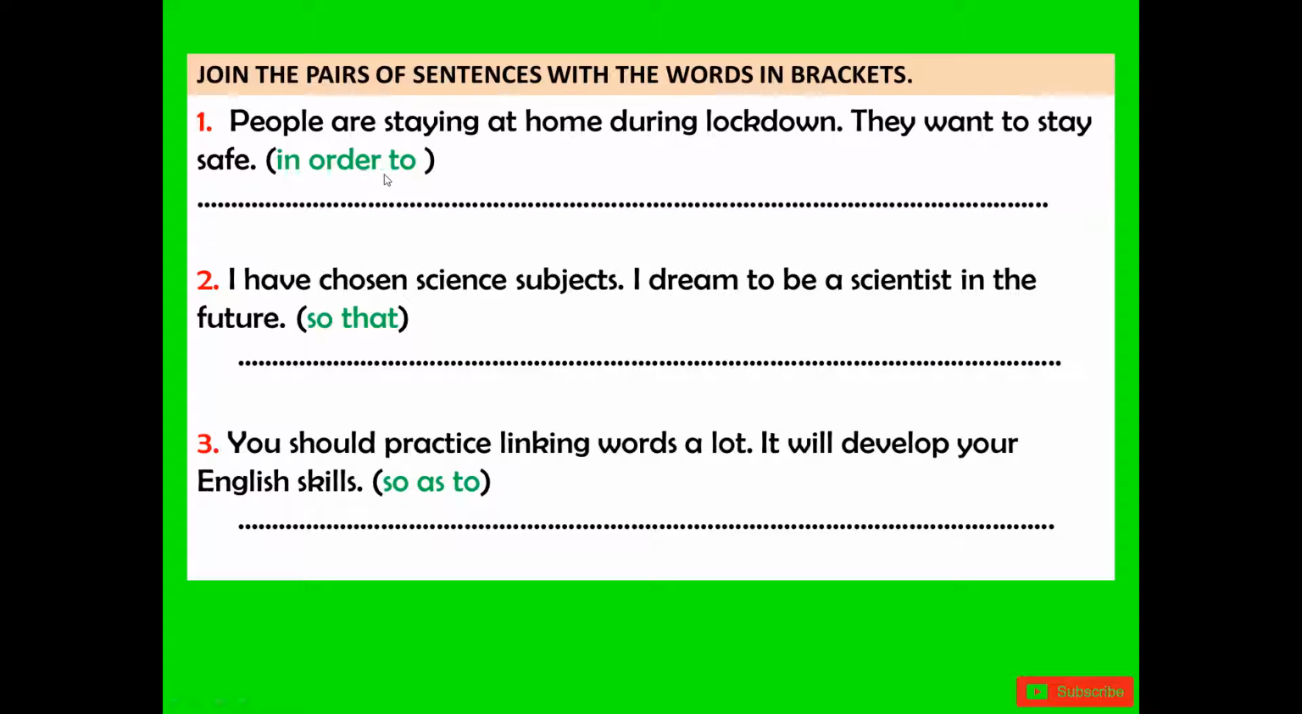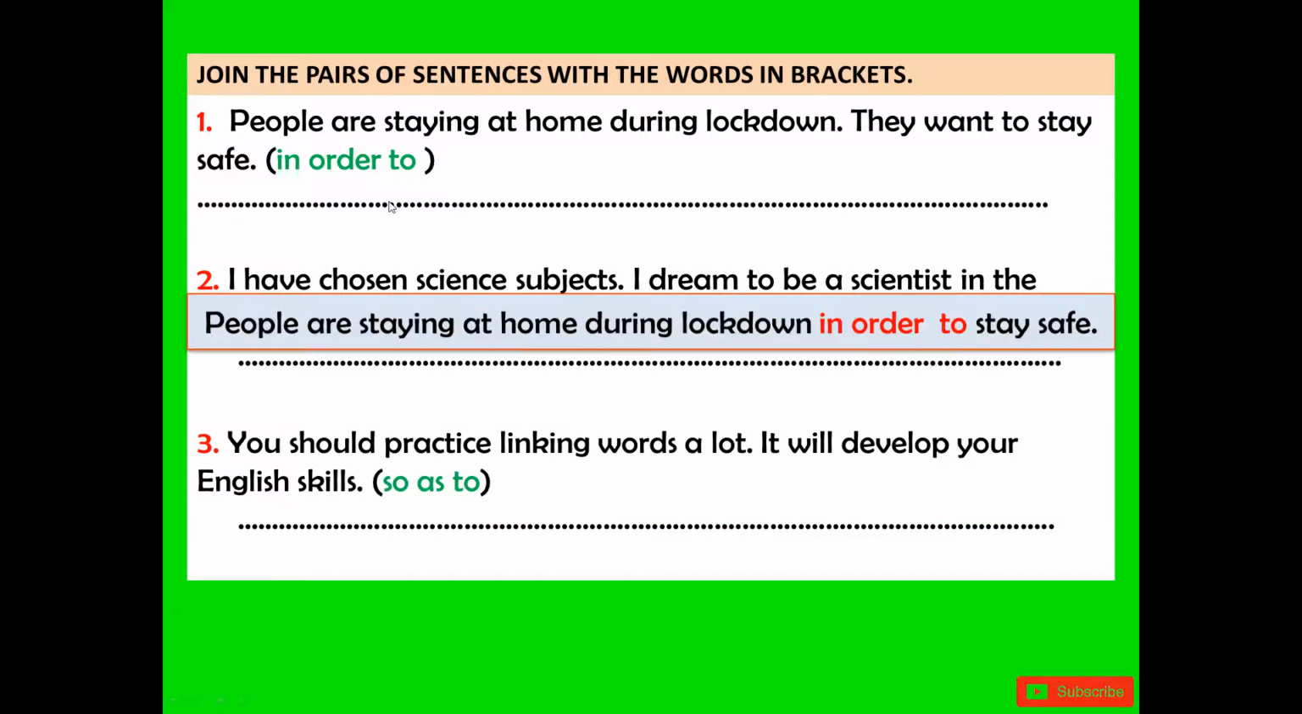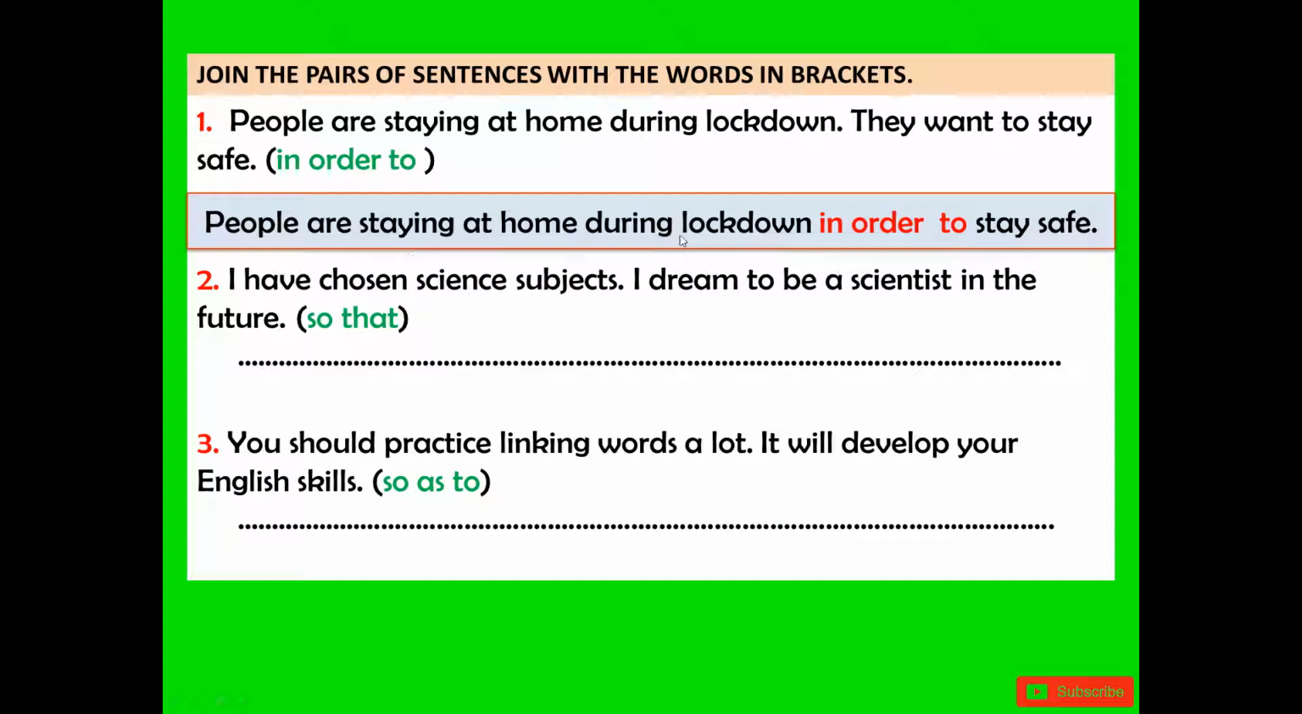So, in order to, we said, it is going to be followed by the verb in the infinitive, right? So, what is the purpose here? Why are people staying at home during lockdown? Because they want to stay safe, right? The purpose is to stay safe. So, look for the purpose, to stay safe. So, we can say, people are staying at home during lockdown in order to what?